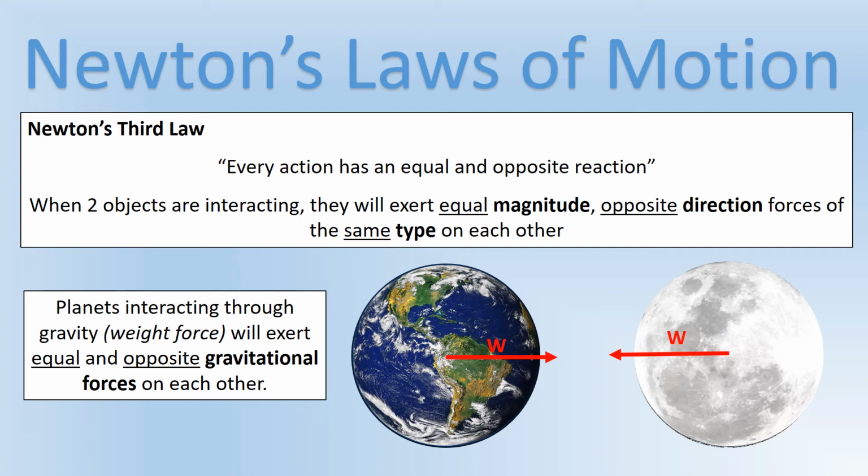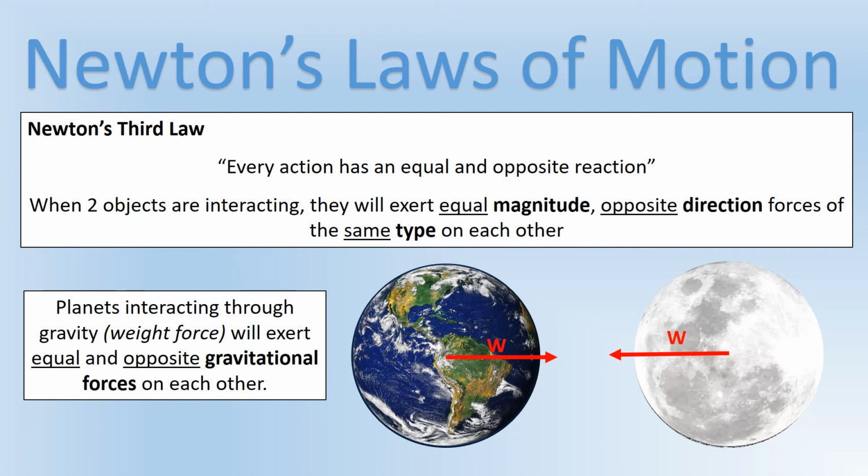So when two objects are interacting, they might be having a non-contact force like gravity or electromagnetism, or they might be colliding and exchanging a normal contact force, for example. The forces they exert on each other are equal in magnitude. They're in the opposite direction, but they're the same type of force. That's what makes the Newton's third law pair.